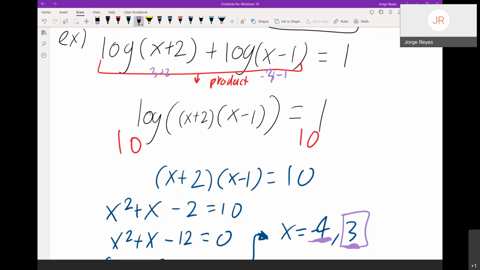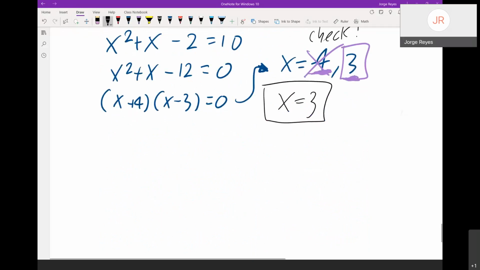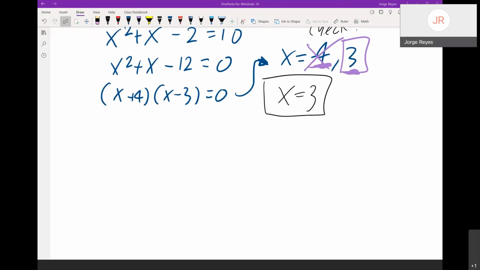Is -4 in the domain? -4 minus 1 is -5. And remember, we can't have negatives inside of logs. So -4 is not in the domain. So the answer is x equals 3, okay? So again, I want to make it a kind of a big deal that you should check your answers, okay? Pretty important. So let's do one more like this, and then that'll pretty much be it for this section, I think.